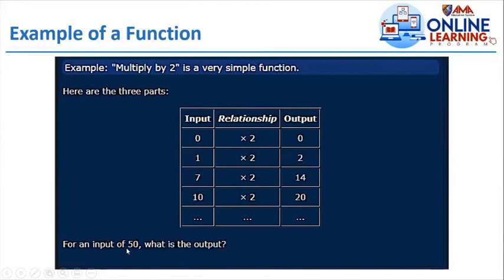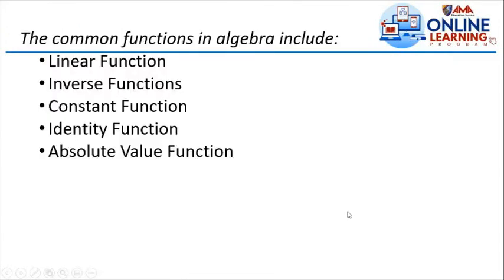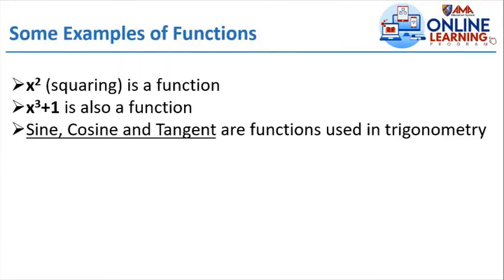Okay, so for an input of 50, what is the output? So the output is 100. So 50 times 2, that is 100. Okay, so we have the common functions in algebra. So we have the linear function, we have the inverse functions, the constant function, the identity function, and the absolute value functions. Okay, so I know you're familiar with this. Ayan, so that's in algebra. Okay, some examples of functions, you have x squared. So you are squaring a function. And then x cubed plus 1, this is also a function, as well as the sine, cosine, and tangent. That's why they are called as trigonometric functions.